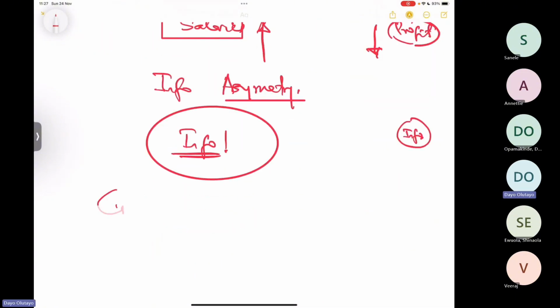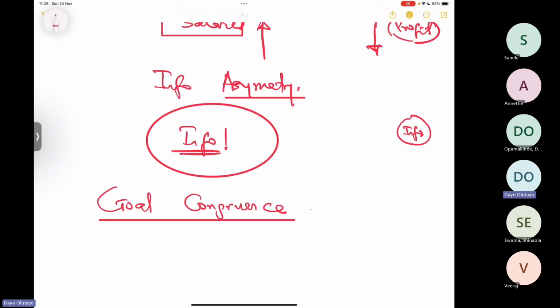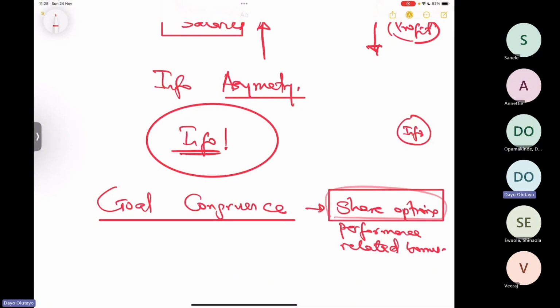And how do you manage it? That is what we call goal congruence. And how do you achieve goal congruence? Goal congruence means you are aligning the goals. You are making them look in the same direction. And for these guys, how you achieve goal congruence is to make sure that you are giving them share options. Then you are giving them performance related bonus or incentives, right?